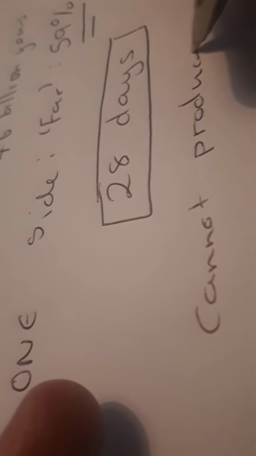The next thing about the moon is that it cannot produce its own light. Okay, something that produces its own light is called luminous. Something which cannot produce its own light is called non-luminous. So it's a non-luminous object. And how do we see things? And how do we see the moon? It's because it reflects the light of the sun.